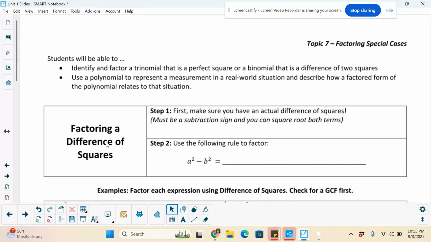Factoring a difference of squares. So this is another form of factoring. The first thing you want to do is make sure that you have an actual difference of squares. So there must be a subtraction sign, and you can square root both terms. So the first term has to be a perfect square, and the second term has to be a perfect square. The second thing you're going to do is use the following rule to factor.